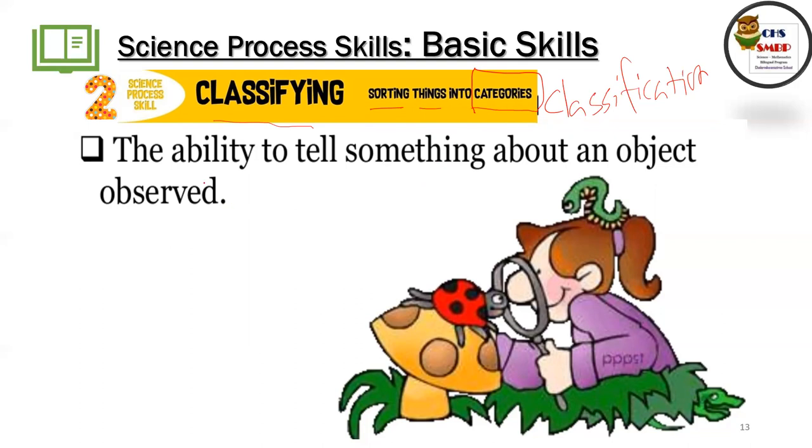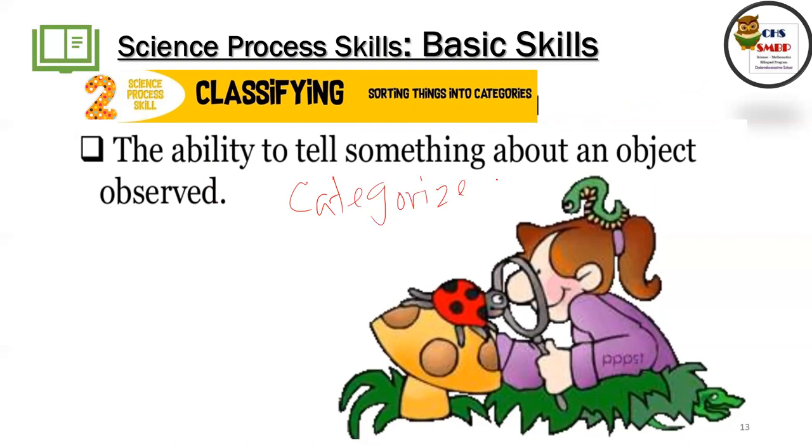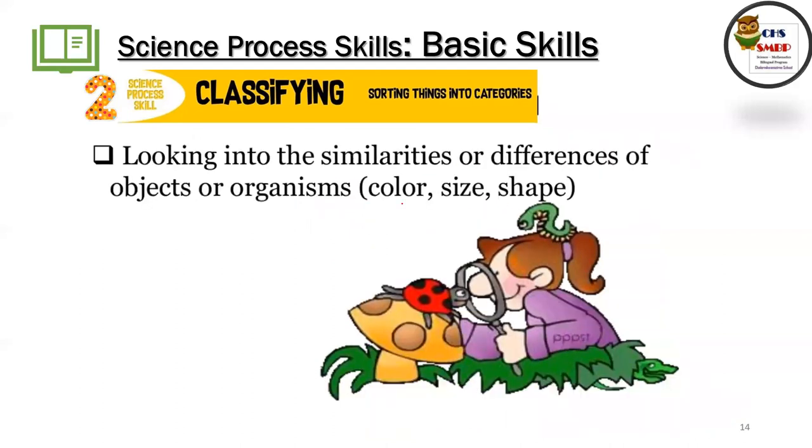So to talk about the definition: the ability to tell something about an object observed, and also to categorize them, right? And also to categorize the things. Okay, so look into the similarities or the differences of objects or organisms.